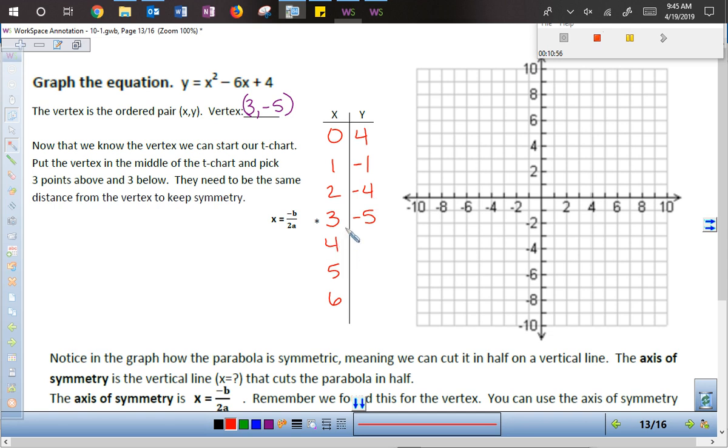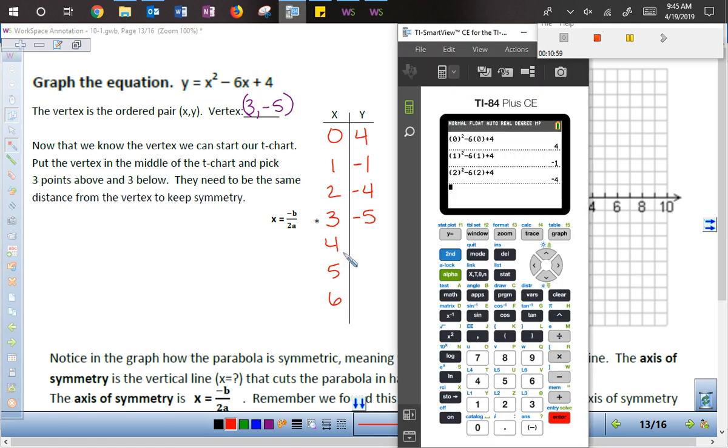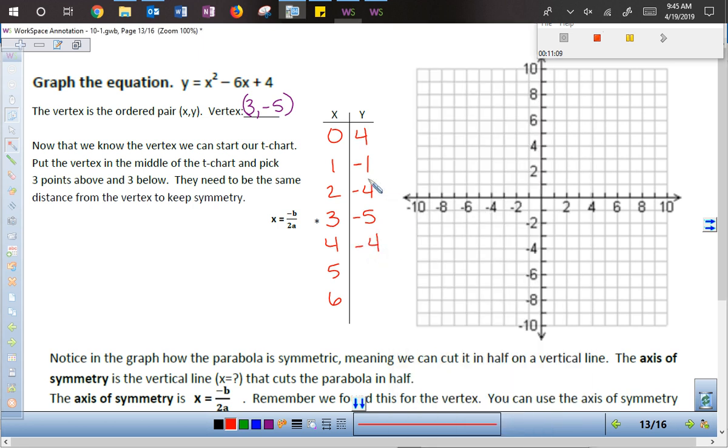Now let's try it again for 4. When we substitute 4 in, we should get negative 4. Now some of you might be a little nervous because that's already what we got for 2, but that's okay because this is not a linear equation. I'm not going to get a line where every number goes to a different number. Some of them might be the same.